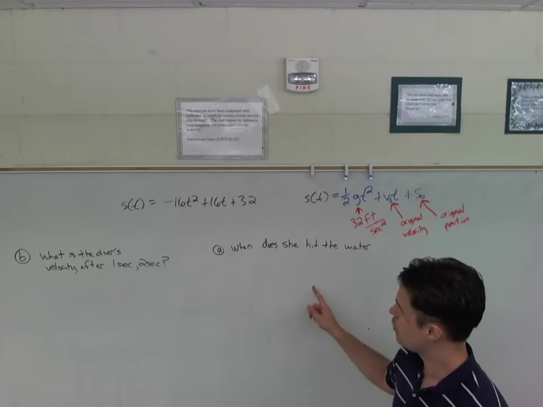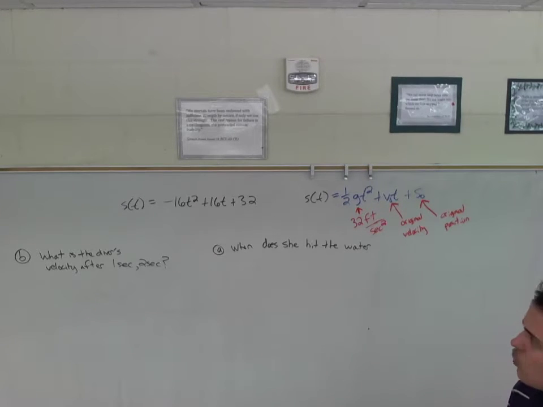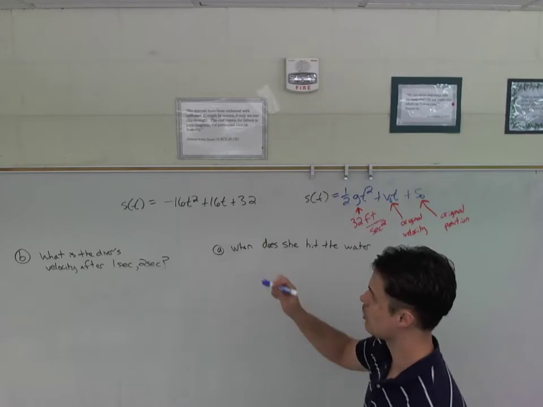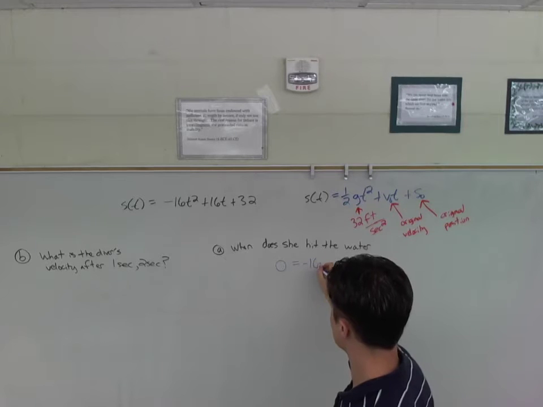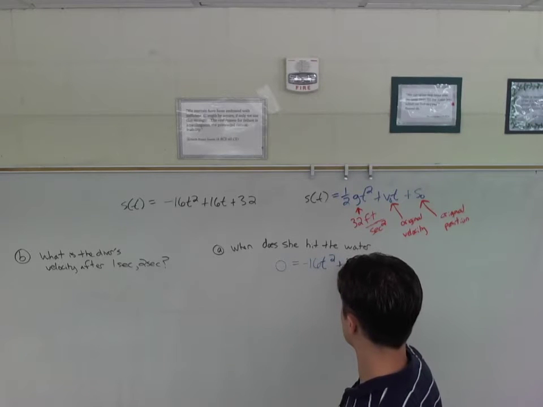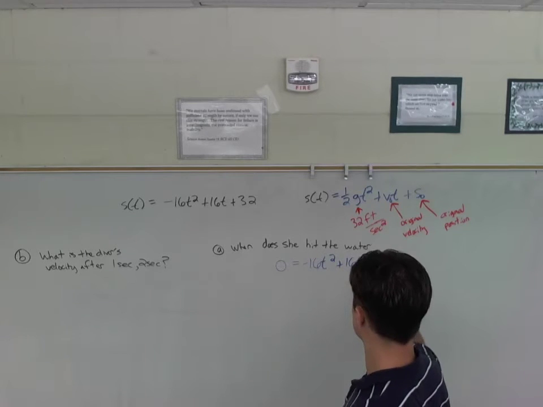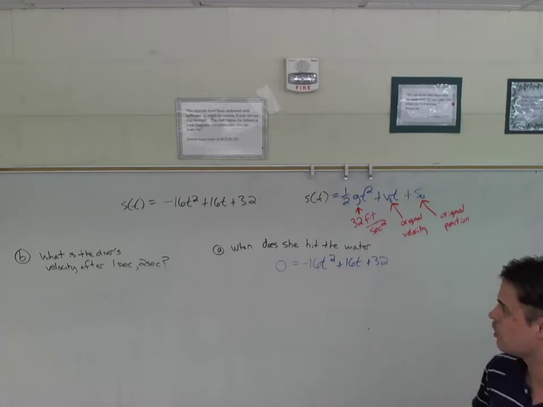So let's do part A first. When does she hit the water? Do I need velocity for that? No, that's talking about her position, right? In fact, if she hits the water, what's her position defined as? 0. So I should put 0 where? On that side, to the left. 0 for S. And solve. So can you guys solve that for me real quick?